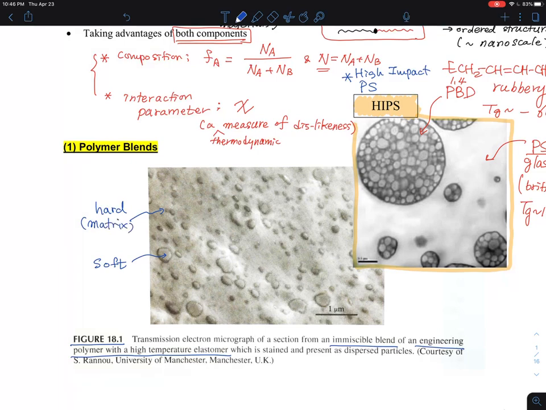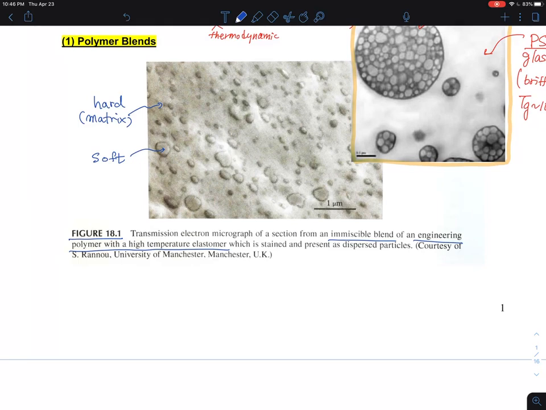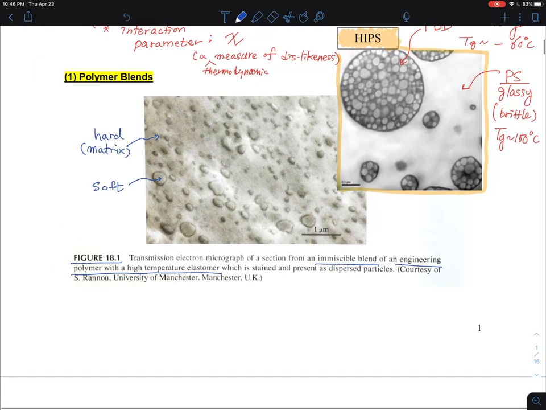These are the typical ideas people use to improve by dispersing the softer domain. They can essentially improve some kind of impact and the flexibility or toughness of the materials and so on. And so these are the efforts. I would like to spend a little bit of time to explain high impact polystyrene.